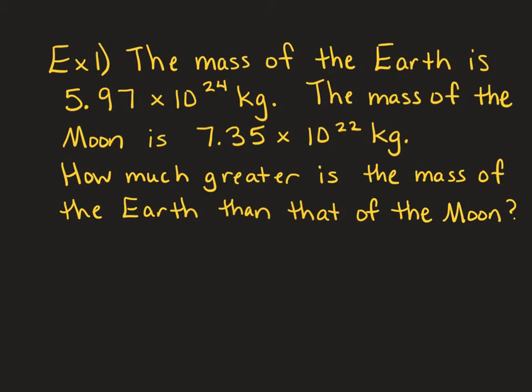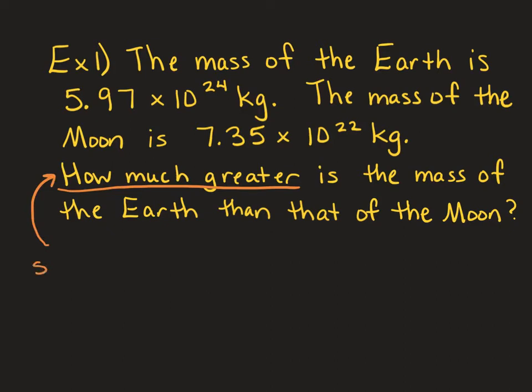Example 1. The mass of the Earth is 5.97 times 10 to the 24th kilograms. The mass of the Moon is 7.35 times 10 to the 22nd kilograms. How much greater is the mass of the Earth than that of the Moon? Well, we can look at this little key phrase, how much greater? And we can use that to decide what operation we need to do. We are comparing two numbers, and it's asking how much greater.